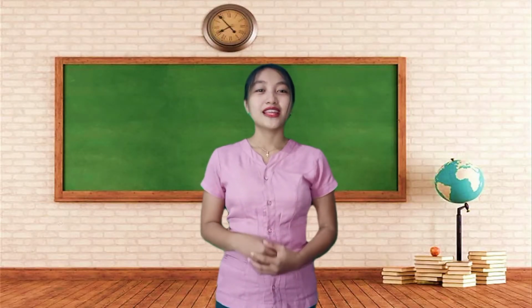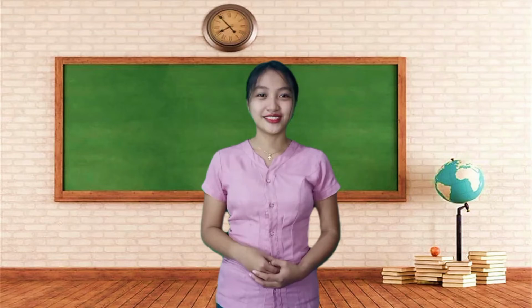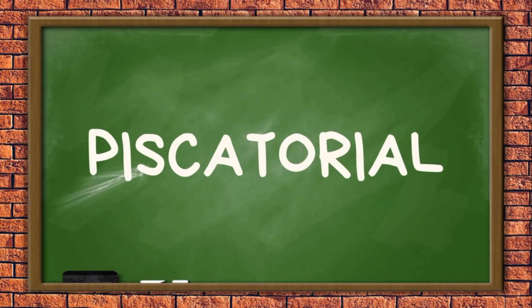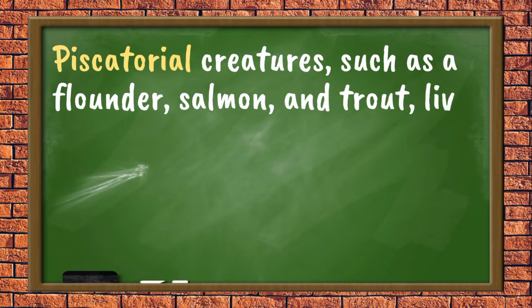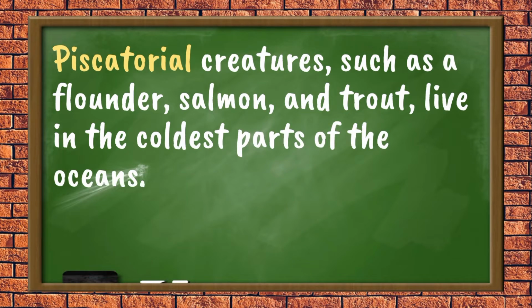Let me give an example. Let us try to find the meaning of the word piscatorial in the statement I am about to give you. The word piscatorial is spelled as P-I-S-C-A-T-O-R-I-A-L. The statement is, piscatorial creatures such as a flounder, salmon, and trout live in the coldest parts of the ocean.